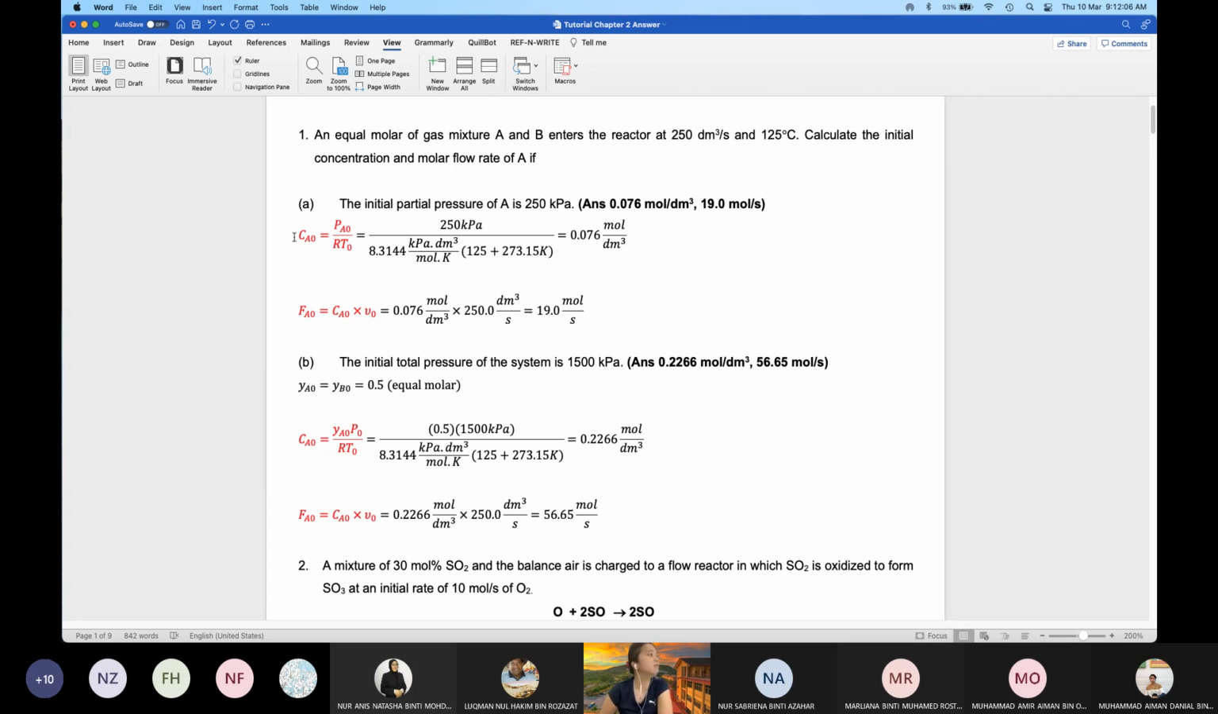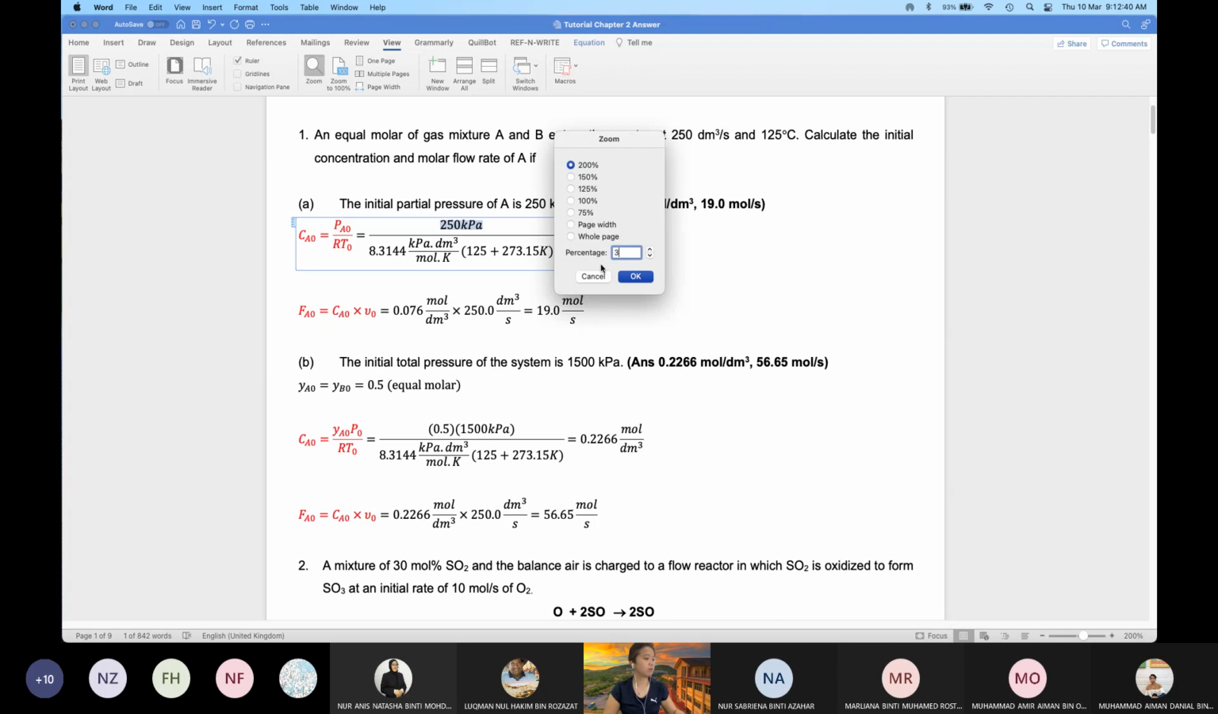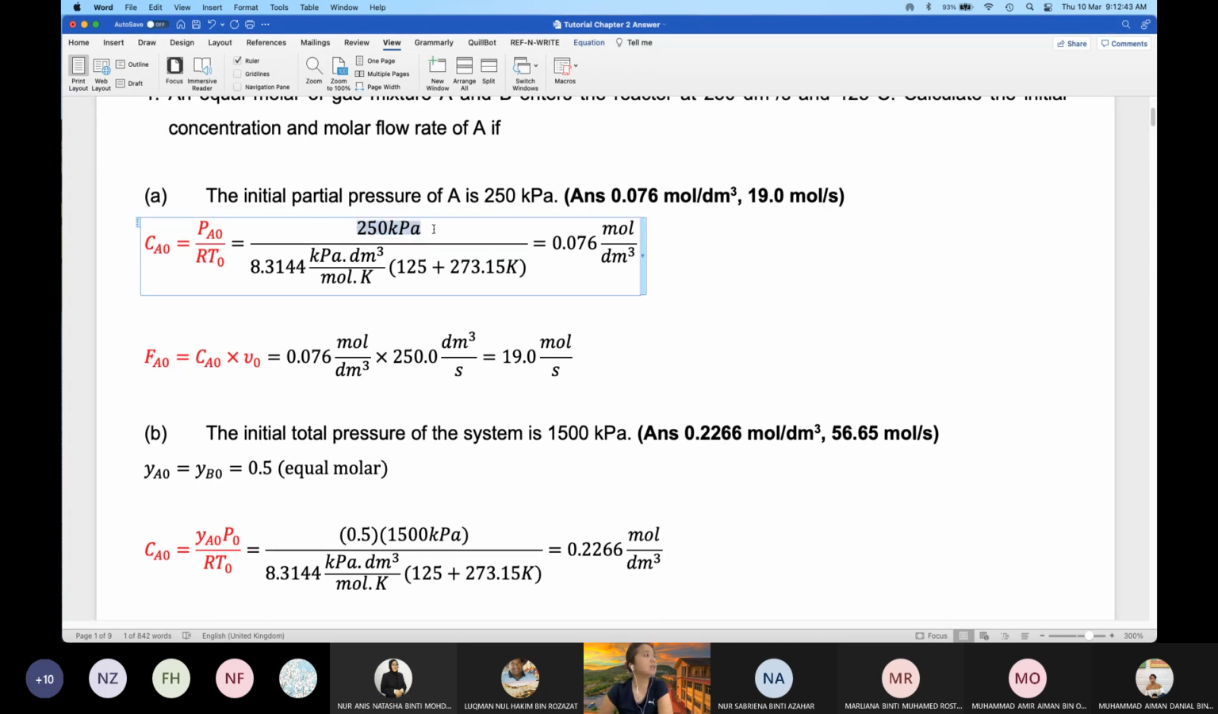If you remember, the equation is given as C_A0 equals P_A0 over R T0. I want to find the initial concentration of A, which is equal to the initial partial pressure of A divided by R, the gas constant, multiplied by the initial temperature T0. Straightforward, this is not that difficult. P_A0 we know is 250 kilopascal, as given in the question. I make it bigger, this is a bit too small.